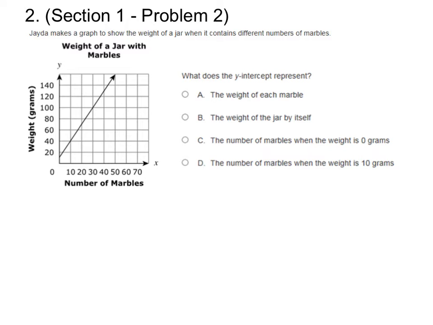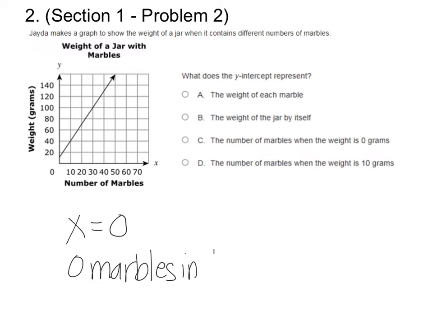So if I look at this ordered pair, the definition of a y-intercept is when your x-coordinate is 0. So I know that x would be equal to 0 at my y-intercept. So that would be the number of marbles. So that means that there are 0 marbles in the jar. So there are 0 marbles in the jar at my y-intercept right here.